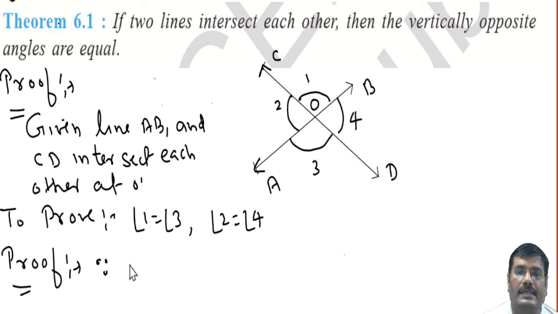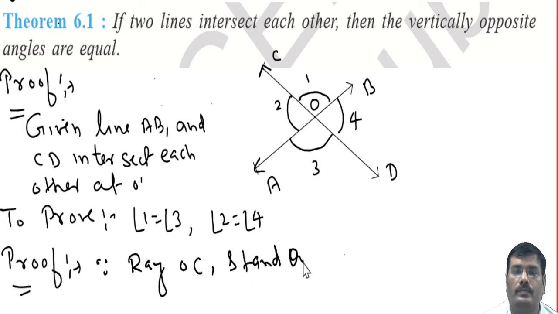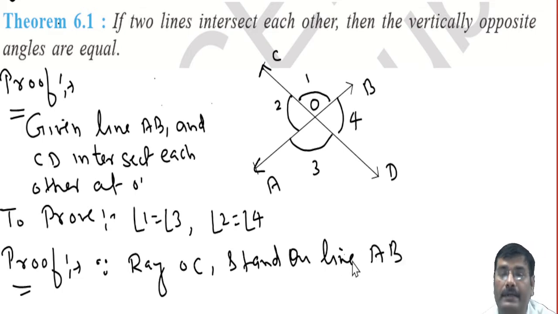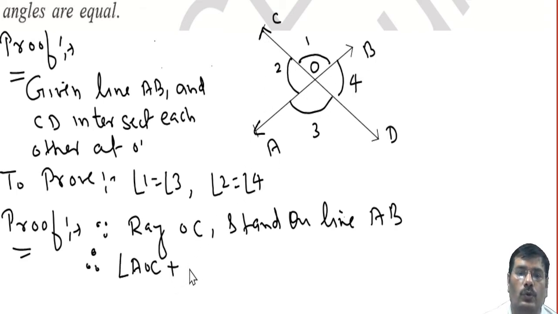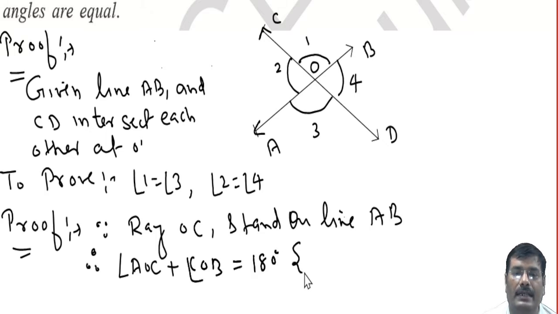You can say that since ray OC stands on line AB, therefore angle AOC plus angle COB is 180 degrees, and this is known as the linear pair axiom, LPA for short. Let us suppose that it is equation 1.